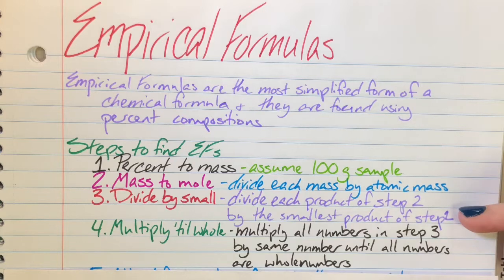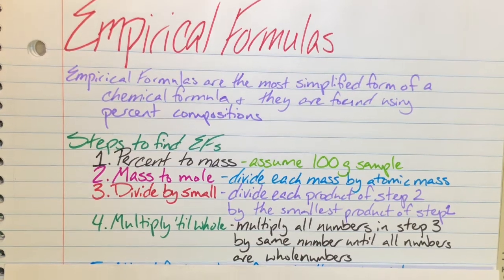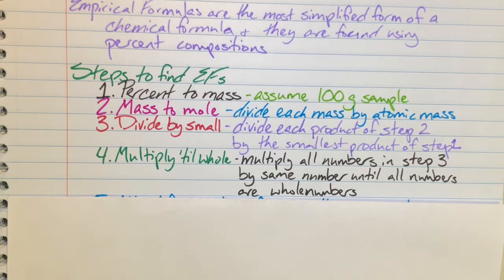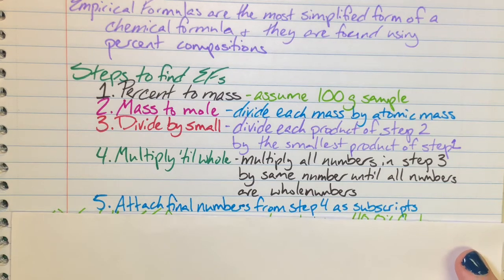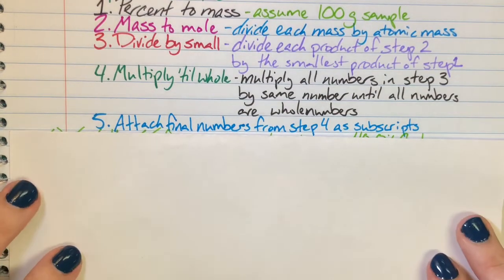All of the numbers that I got out of step 3, if they are not quite close enough so that I can round them to a whole number, I am going to multiply everything by this same number until I can assure that all of my subscripts will be whole numbers. And then I will attach the whole numbers that I just got, and I will make them actual subscripts. So I'm going to go ahead and get started.